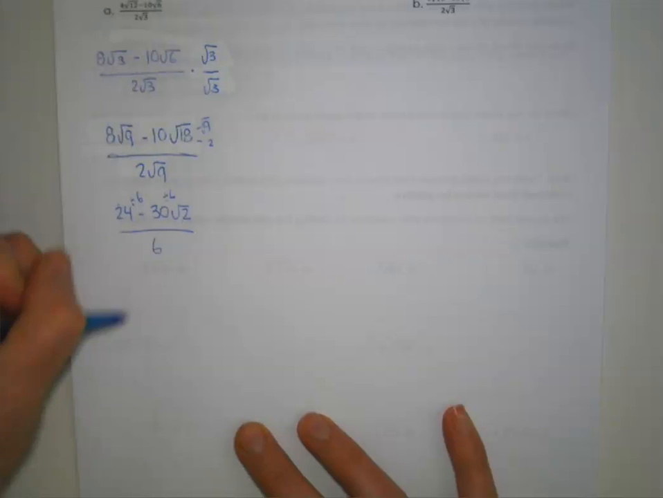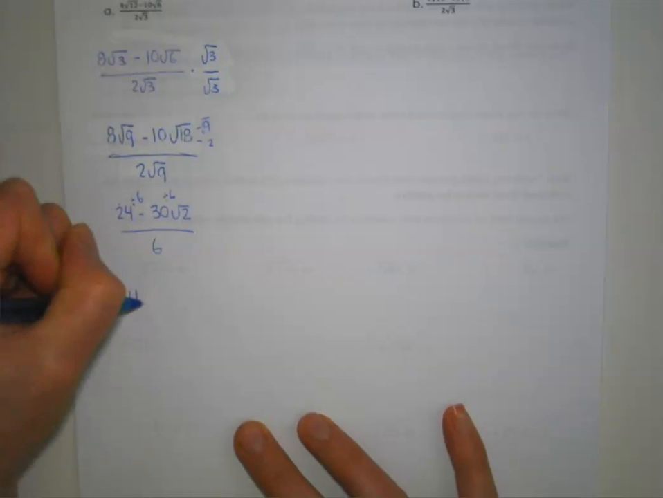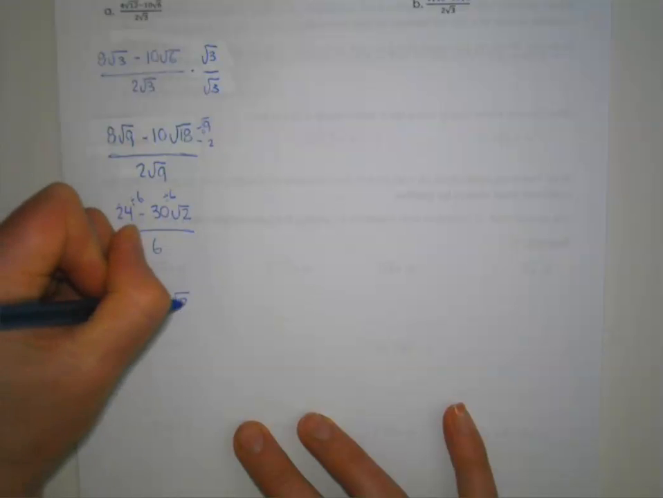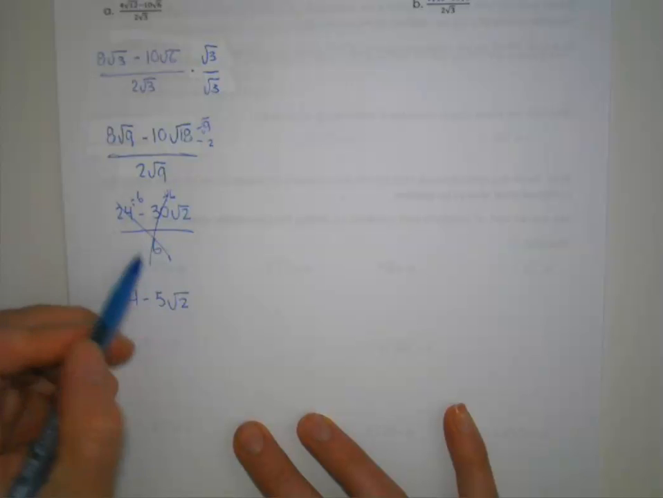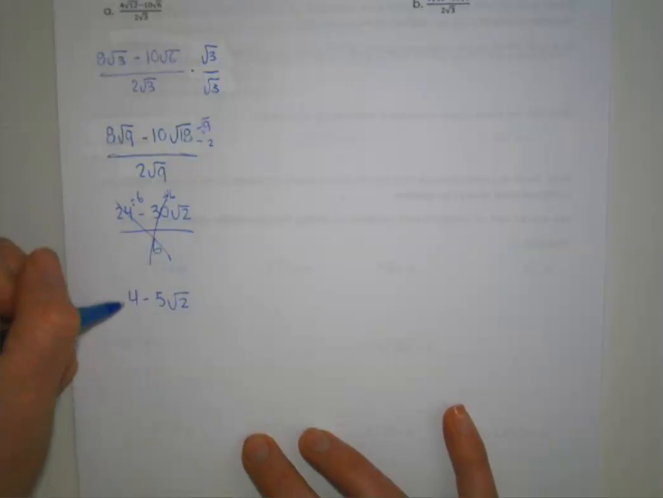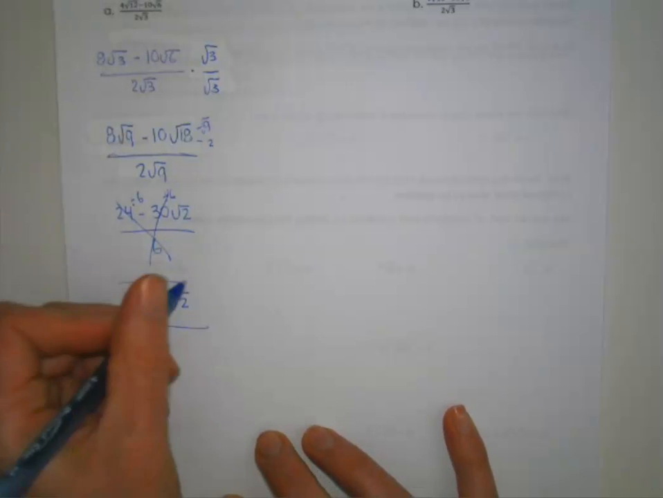24 divided by 6 is 4, like we just said. 30 divided by 6 is 5. Root 2, and because we've divided 6 out of both of those terms, it doesn't show up in the denominator anymore. So this is our final answer here.